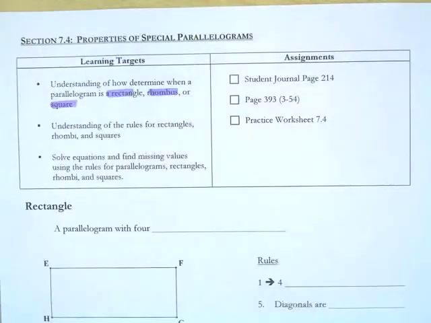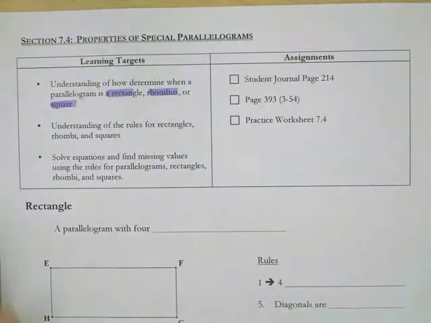We have to know how to figure out when it's one of those shapes. We have to know the different rules, and then we have to be able to find measures and solve equations based on those rules. Okay? There's three assignments that you'll have to be able to do after the notes.